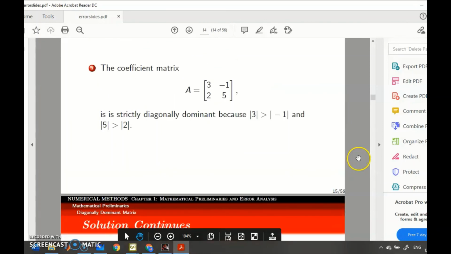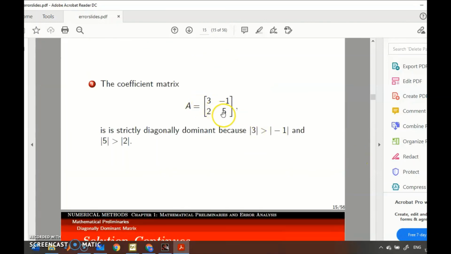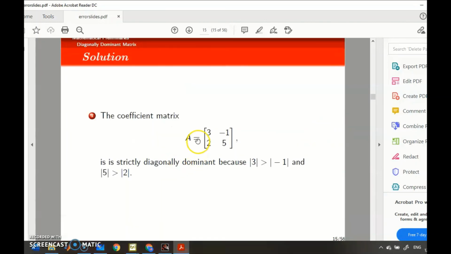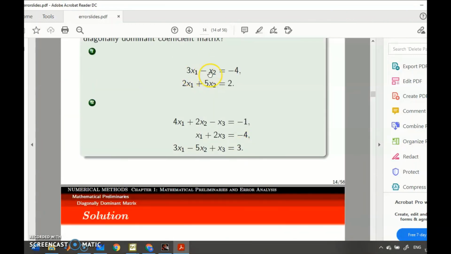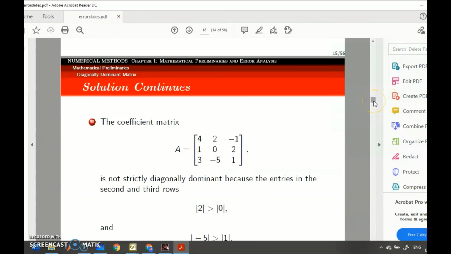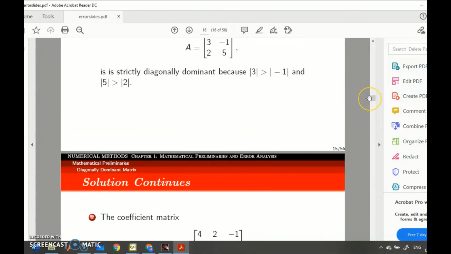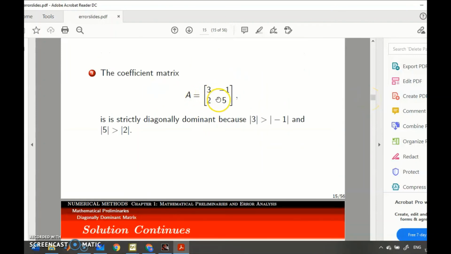So for matrix A, we can write it as 3, 5, negative 3, negative 3, negative 1, 2, 5. Let's see. 3, negative 1, 2, 5. That's right. And then we can see that all the diagonal entries are, 3 is greater than negative 1 and 5 is greater than 2. So we call it strictly diagonally dominant.